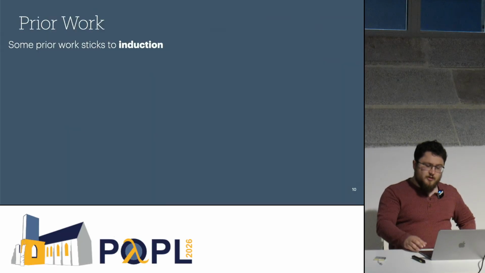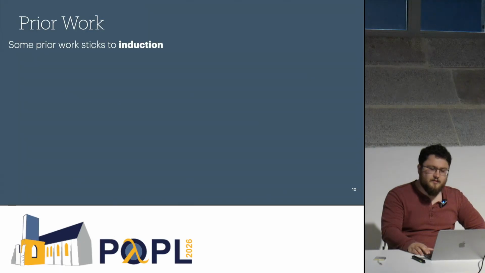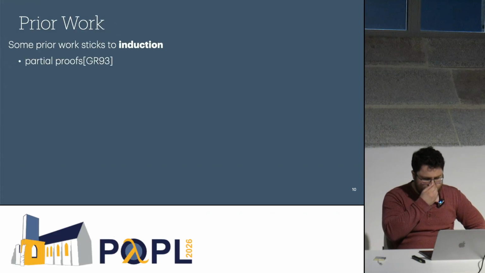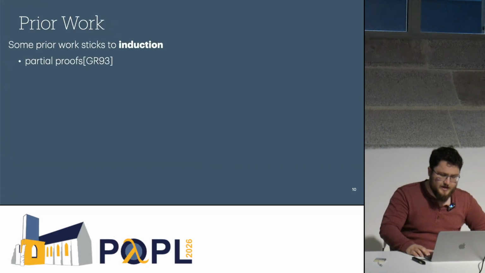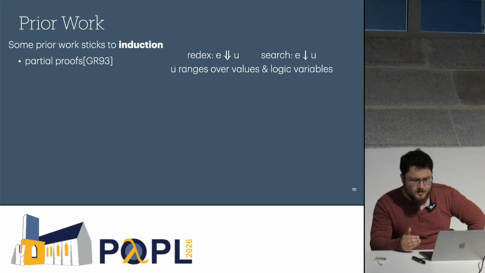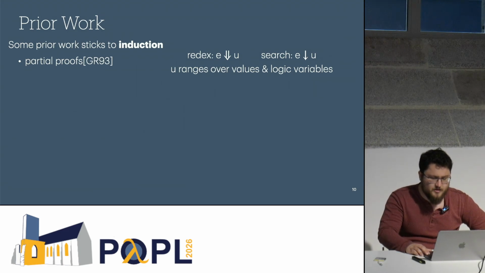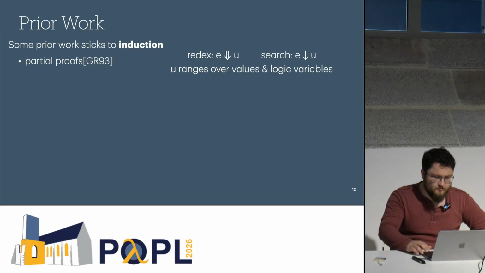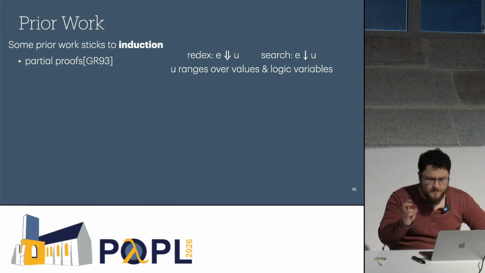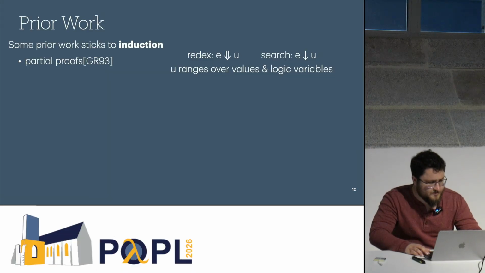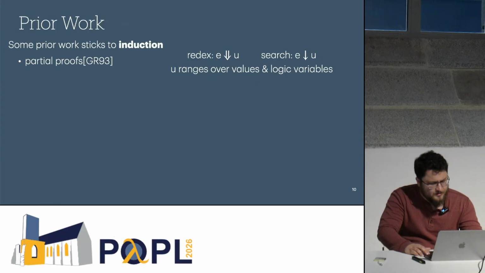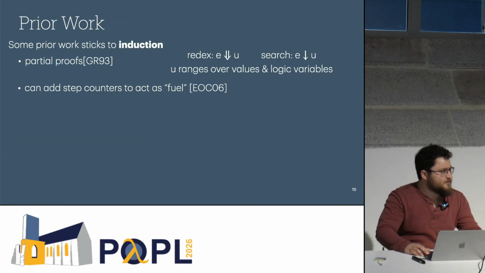So then maybe we should look at some prior work that is inductive. And the thing is that there really hasn't been all that much. One example is what are called partial proofs. And these add two mutually recursive judgments to the semantic system. One is the redex judgments, which progress the derivation, and one is the search judgments, which don't. And these judgments range over values as well as some special metavariables called logic variables that stand in for incomplete derivations. Another different line of work is the work that uses step counters.